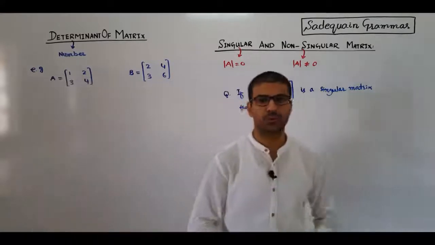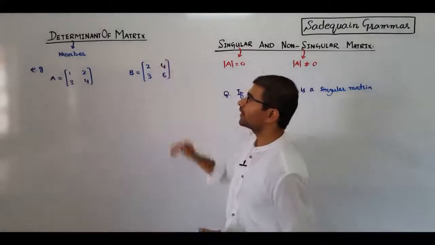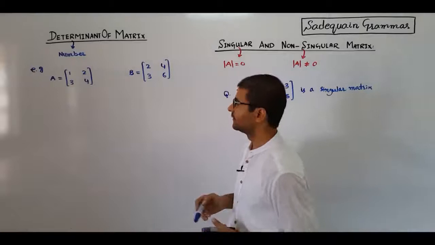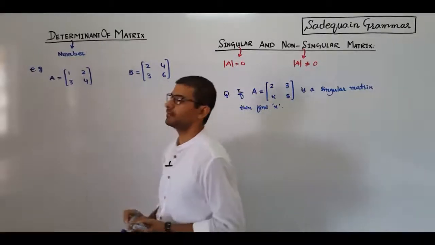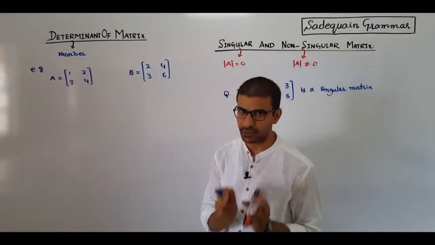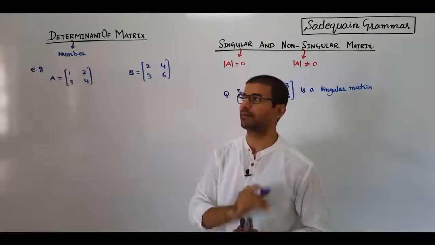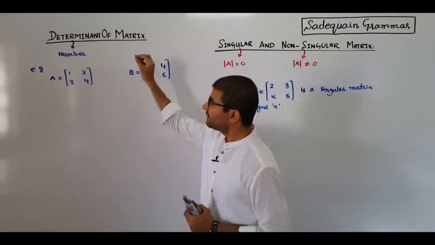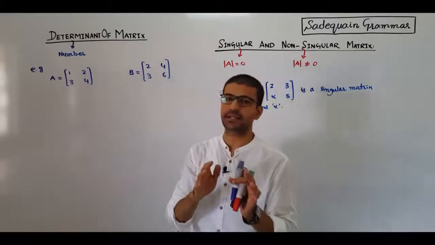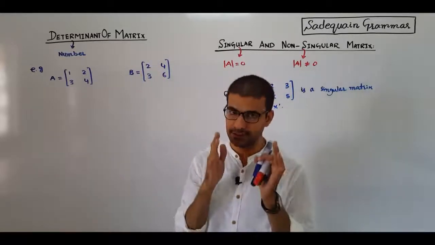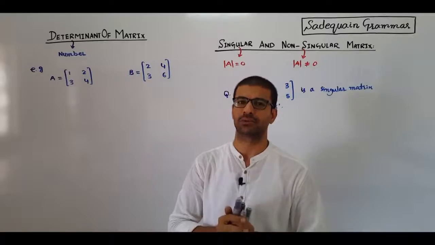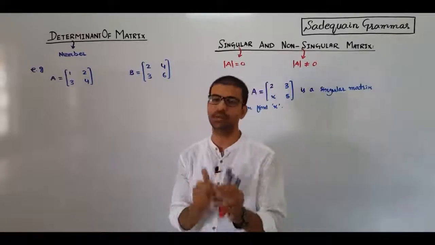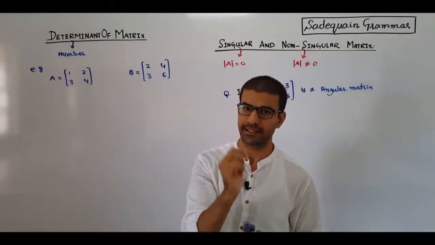In this video, you will learn determinant of matrix. What is determinant? A number associated with a square matrix is called determinant of matrix. Determinant exists only and only for a square matrix, not every matrix.